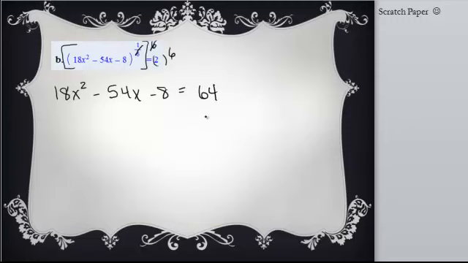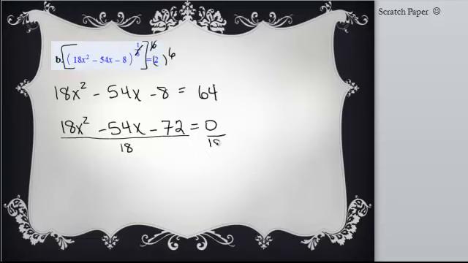Okay, it looks like we can subtract 64 from both sides. So we'll have 18x squared minus 54x minus 72 equals 0. You can either factor out an 18 or you can divide everything by 18. If you divide everything by 18, then you don't have to worry about it anymore. Okay, so divide every single thing by 18.